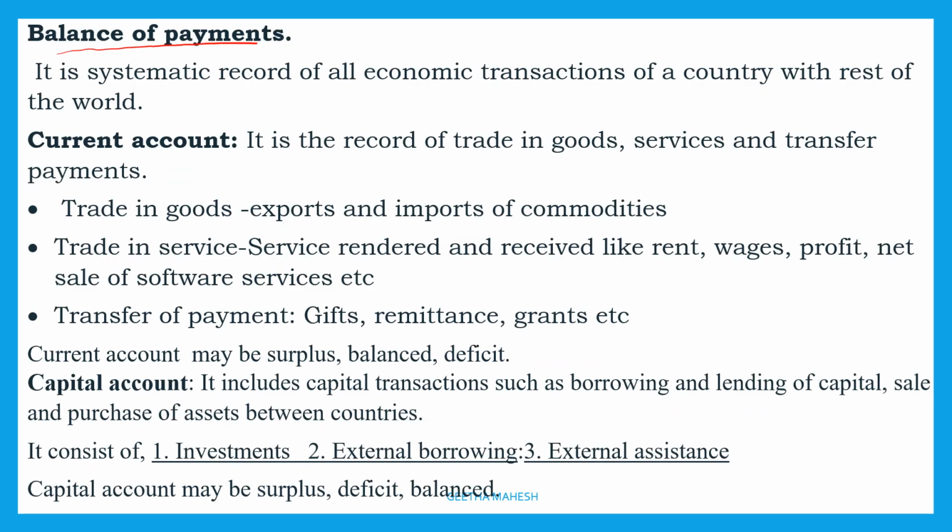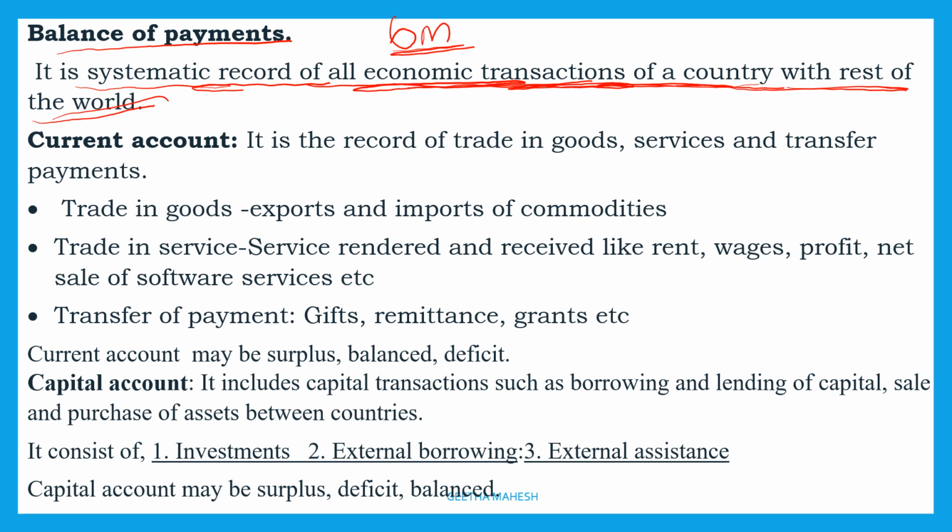Now let us discuss balance of payments, which is important for 6 marks. It is a systematic record of all economic transactions of a country with the rest of the world. It has two accounts. One is current account, another one is capital account. Current account records trade in goods, services and transfer payments.